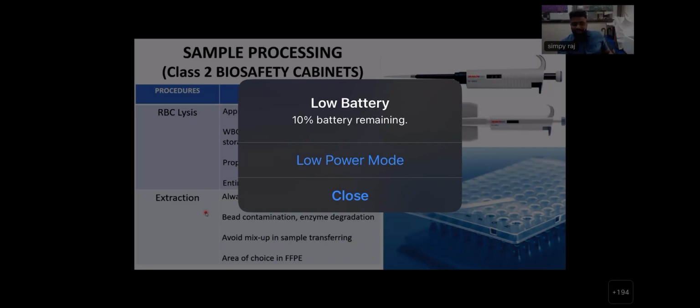And for extraction in fixed samples, what we need to do is first see if the sample is entirely from a tumor area, then it's fine. But if it's a big sample and the tumor is only on a small area, then we have to first go and see the slide and find out the area, and from that area only we need to take the sample from the blocks, so that we don't have any kind of DNA dilution.